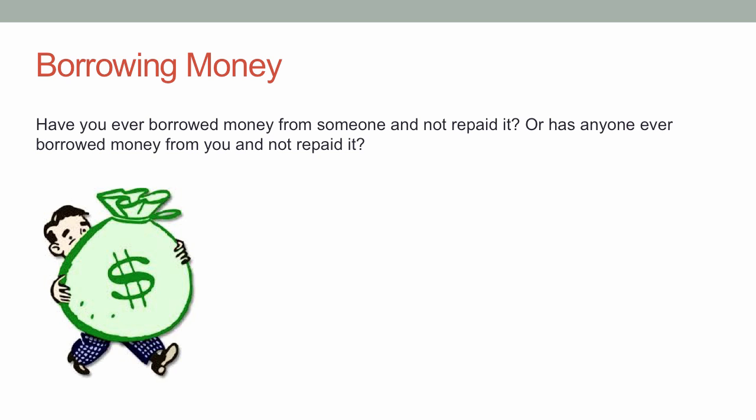Okay, borrowing money. Have you guys ever borrowed money from someone and not repaid it? Or even worse, has anyone ever borrowed money from you and not repaid it? Hopefully you said no to these questions, but borrowing money is something that we tend to do a lot of here in the US, whether it's borrowing money through a credit card or through a loan. Most times people purchase a house or a car or some other large purchase, they borrow money and sign a document saying they're going to pay it off.